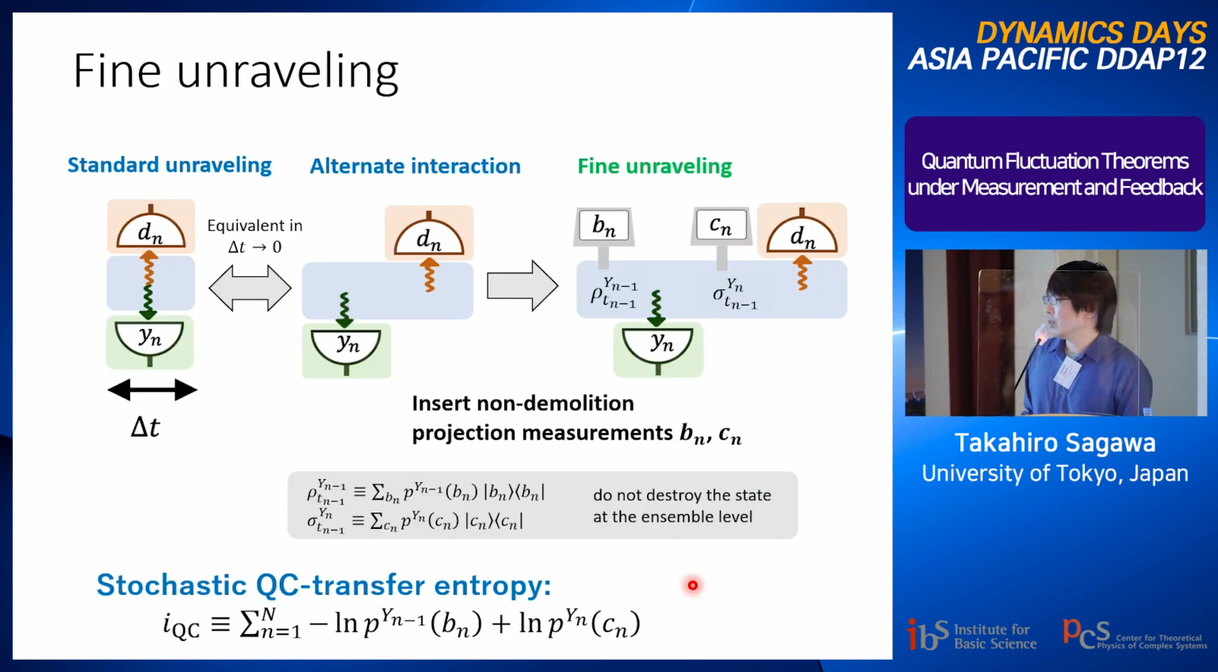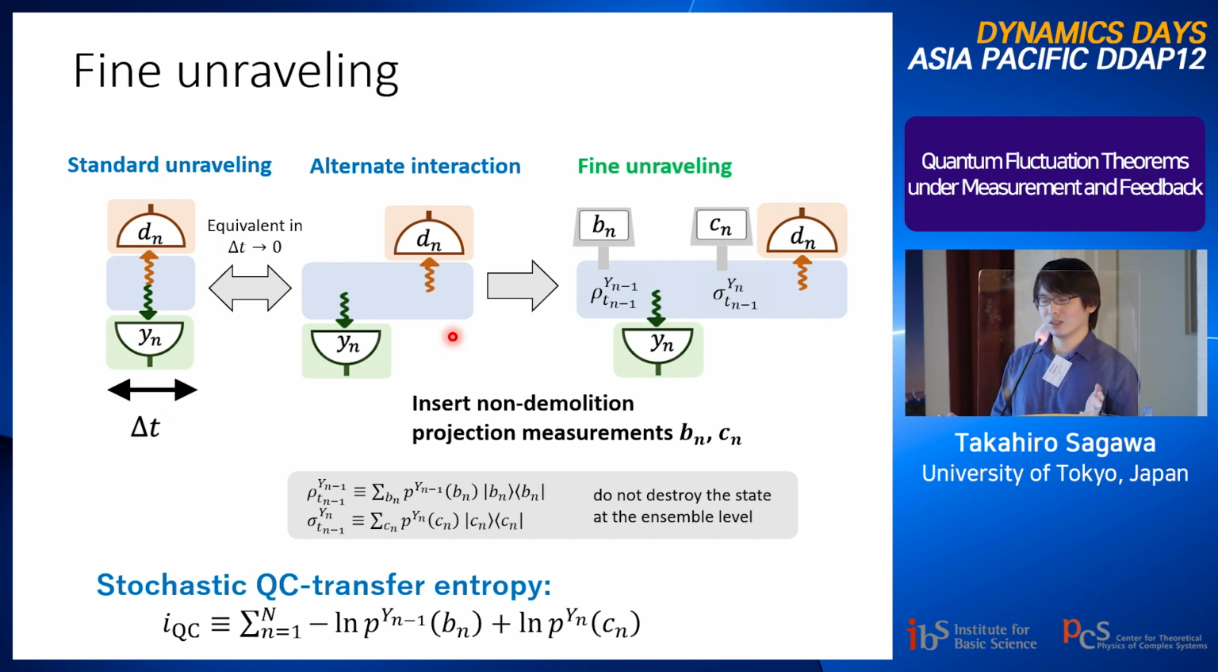Okay, so next we want to introduce a stochastic version of QC transfer entropy. This is the most tricky point of this work, because in the quantum setting, the concept of conditioning is very non-trivial. And we also need to introduce some other variables that I will explain from now. So this is the original setup. We have the system and the heat bath here and the measurement apparatus here.